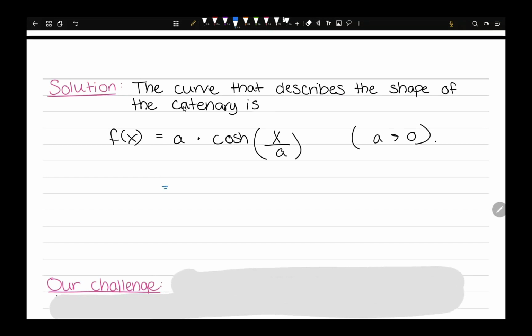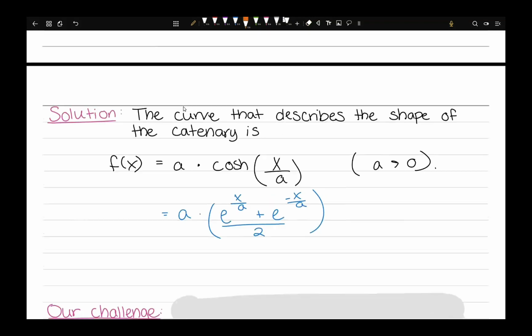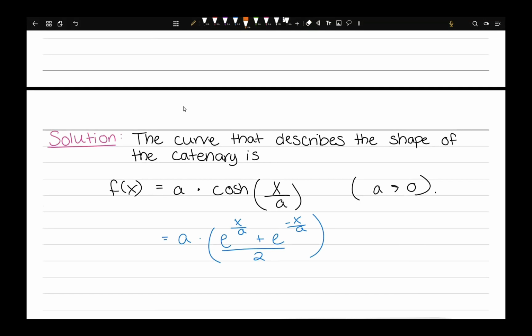And if you haven't seen hyperbolic cosine, it's also equal to this. It's the same thing as e to the x over a plus e to the negative x over a, all of that over 2. In everything that I've read, they never say cosh. It's always this exponential form. So that's why I think it probably wasn't given a name until recently. Well, as recent as, I mean, the book I read, 1890, so kind of recent.